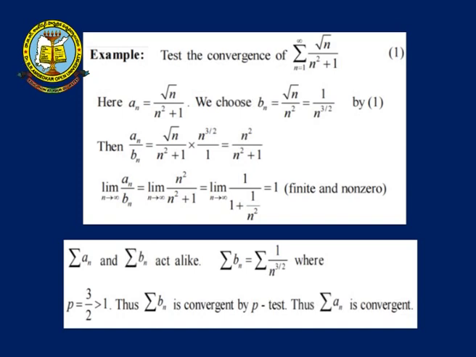1 is finite and non-zero. So directly we can go for the test based on the bn; we can justify what the test of convergence for an is. Sigma an and sigma bn act alike, sigma bn equals sigma 1 by n to the power of 3 by 2, so sigma bn is the comparison we have taken. So bn belongs to the p test, sigma 1 by n to the power of p, where p equals how much, 3 by 2. 3 by 2 is greater than 1, so sigma bn is convergent by p test, therefore sigma an is also convergent.